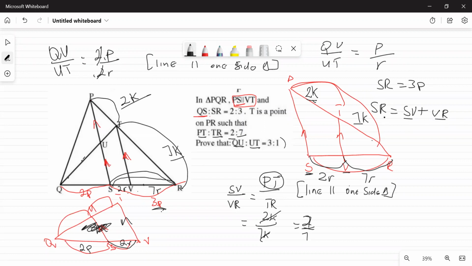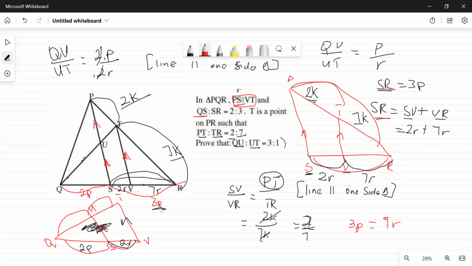SV plus VR is going to give us what? SR. But we know what SV is. What is SV? What is VR? 7R. Then this is equivalent to SR. This one is also equivalent to SR. Then we can say that 3P is going to be equivalent to 9R.